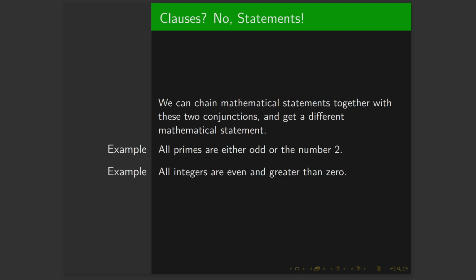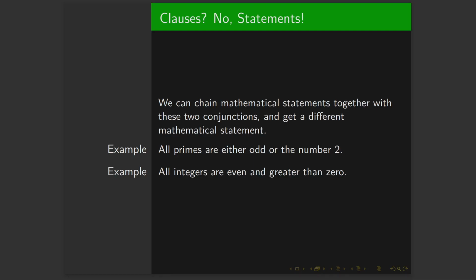And here's another one. All integers are even and greater than 0. Here, "and" means that both of them have to be true. And this is not true. All integers are not even and greater than 0. For example, 1 is an integer, but it's not even, but it is greater than 0. So there are many ways that you can disprove an and. You'd have to show that either one doesn't hold.